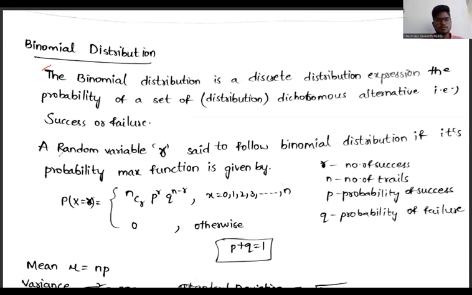A random variable R is said to follow the binomial distribution if it satisfies the mass function P of x equals R, where R is the number of successes and N is the number of trials. That means when we do N trials, R is the number of successful chances we get. And here is the formula. It suggests that R should be a finite integer.